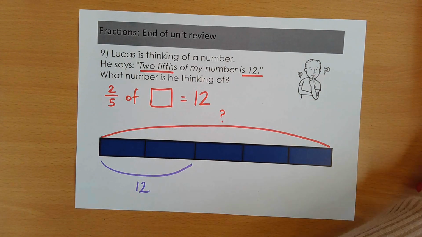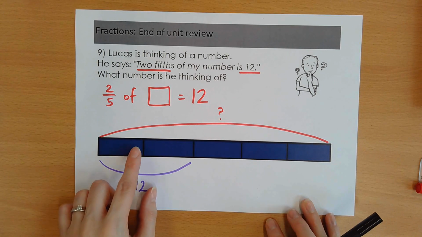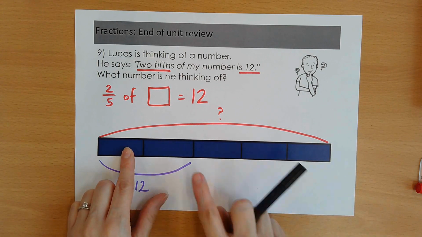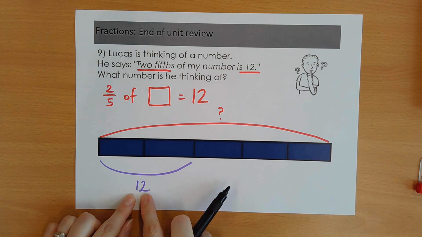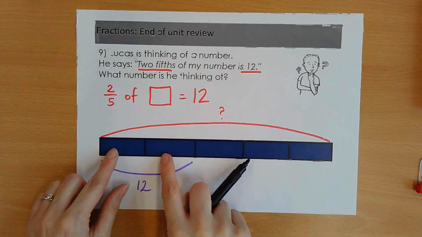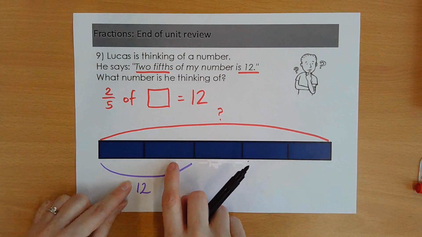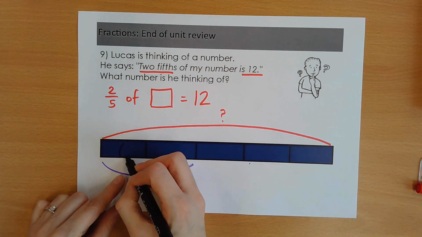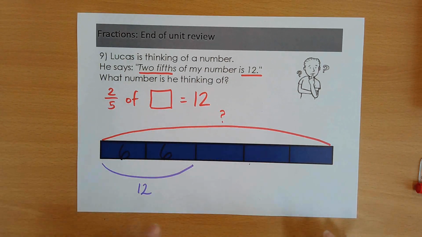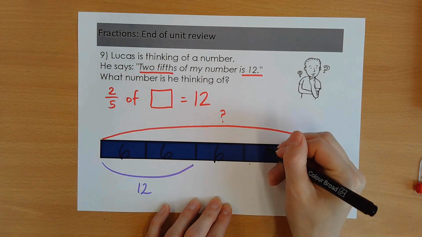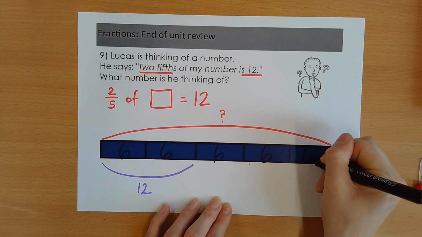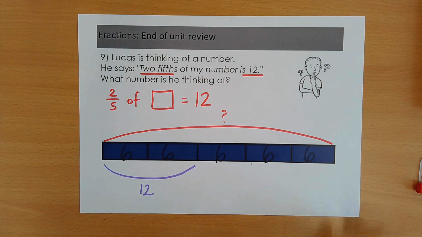So as we looked at before, I need to find what 1/5 is to be able to find my whole, okay? So I need to do 12 divided by 2. 12 divided by 2 is 6. So I know both those parts are 6. So because my fractions are equal to each other, every other part of my bar model is also 6.